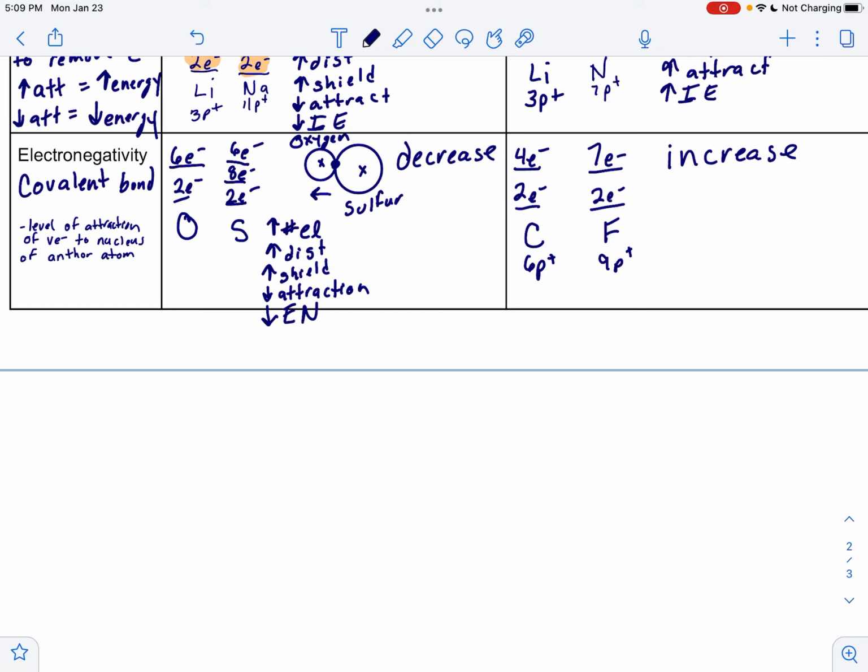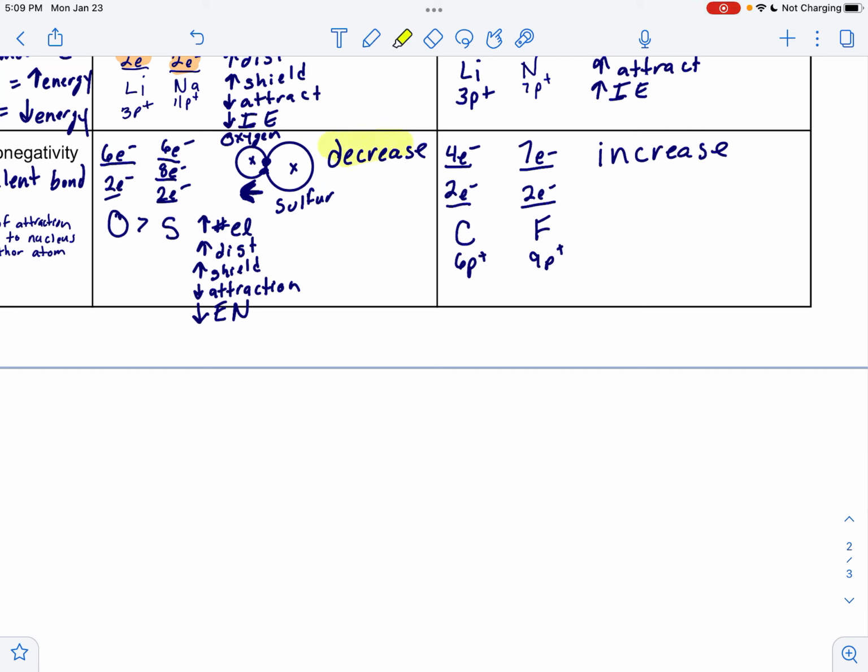Since they're sharing these electrons, sulfur is going to have less of a pull on oxygen's electron that it's sharing, and oxygen is going to have more of a pull on sulfur's electron that it's sharing. So the electrons are going to ultimately pull in the direction of oxygen. It's sharing, but it's not sharing equally. That's what electronegativity is: which one has a stronger pull on that electron. And in this case, it's going to be oxygen.